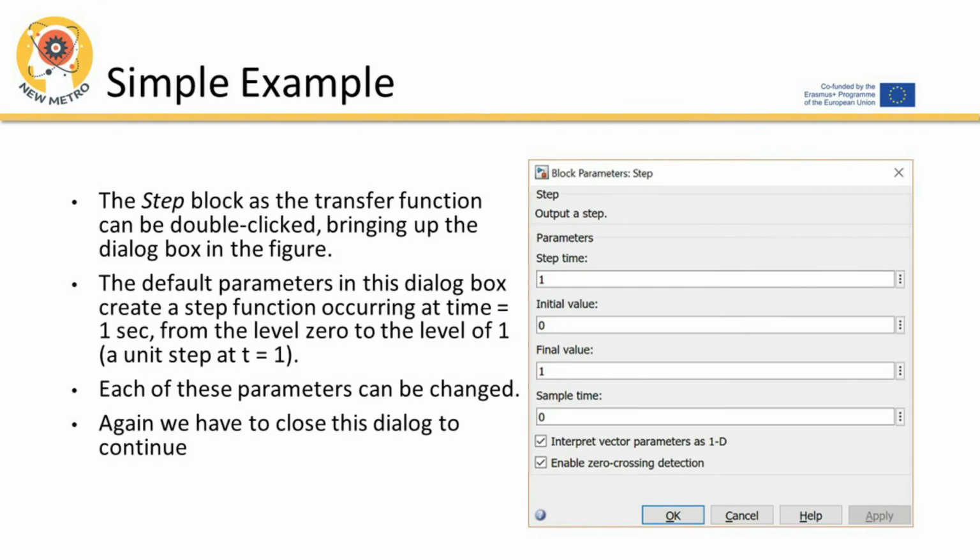Simple example. The step block, as the transfer function, can be double-clicked, bringing up the dialog box in the figure. The default parameters in this dialog box create a step function occurring at time equals 1 second, from the level 0 to the level of 1, a unit step at t equals 1. Each of these parameters can be changed. Again, we have to close this dialog to continue.